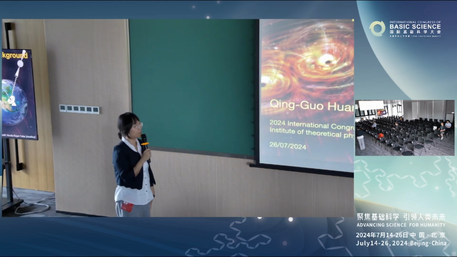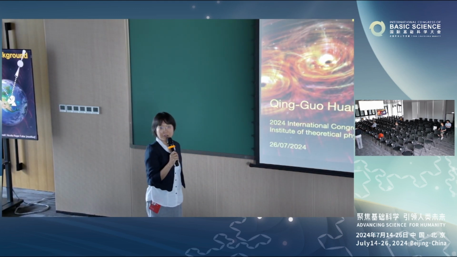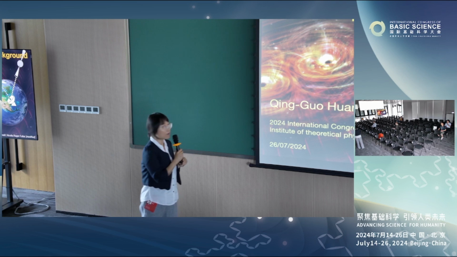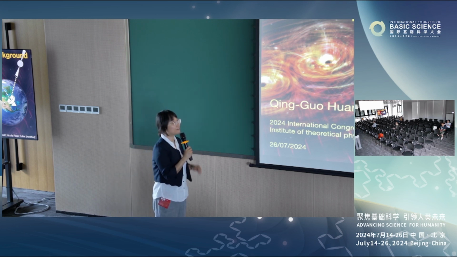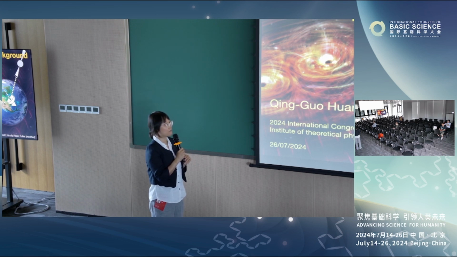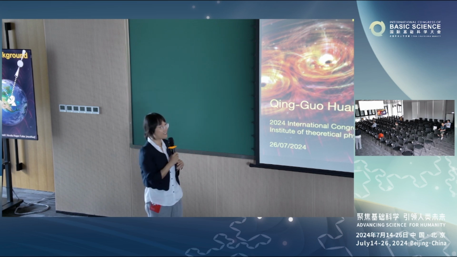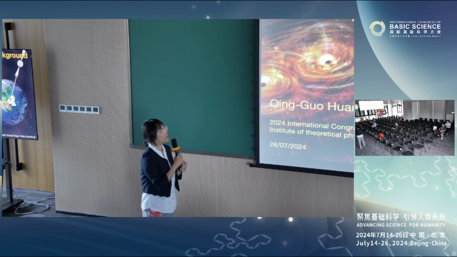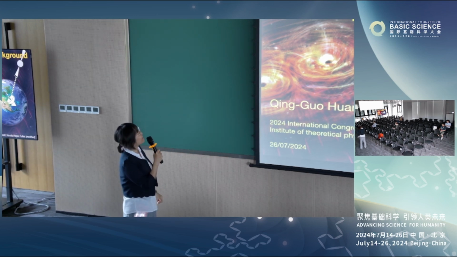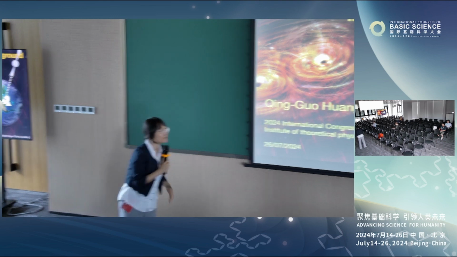The first speaker is Dr. Huang Qing-Guo from the Institute of Theoretical Physics, Chinese Academy of Sciences. Professor Huang's major research areas include physics in the early universe, dark energy, and some conceptual problems of quantum gravity. Recently he got interested in gravitational waves. Today the title of his talk is Search for Gravitational Wave Background in Pulsar Timing Array. So please, thank you.